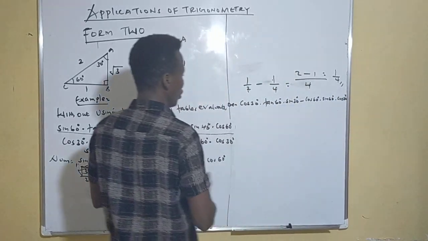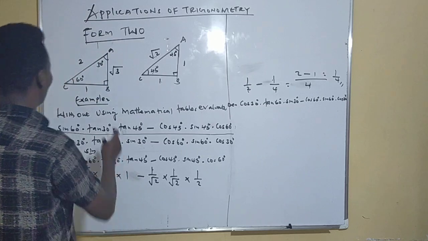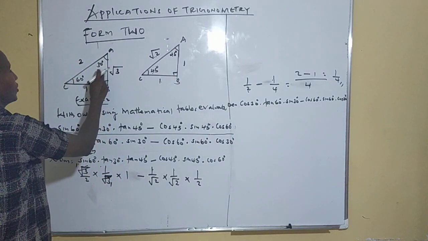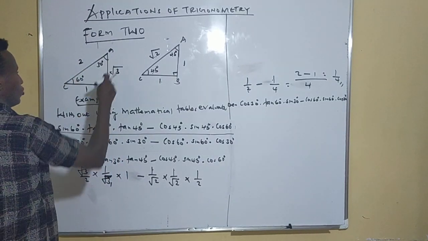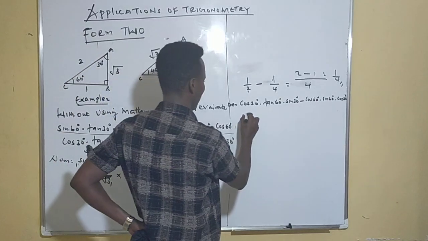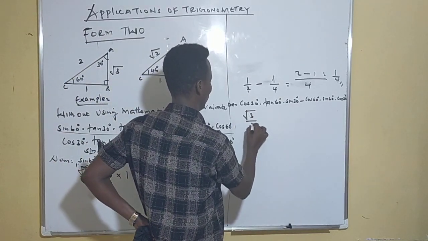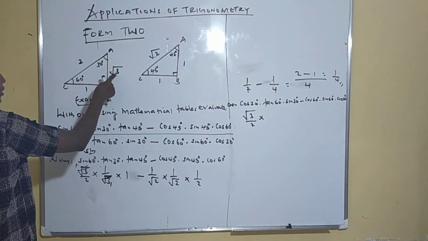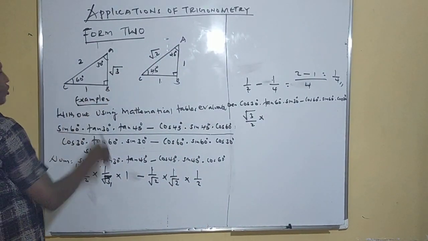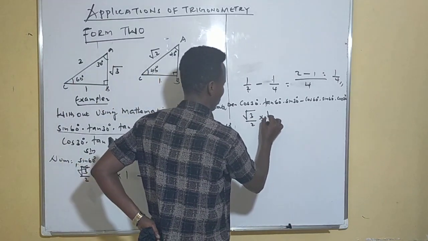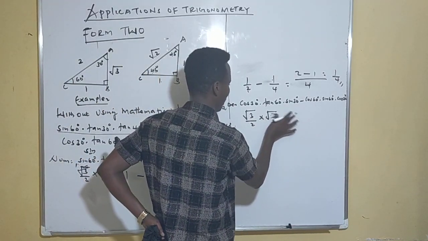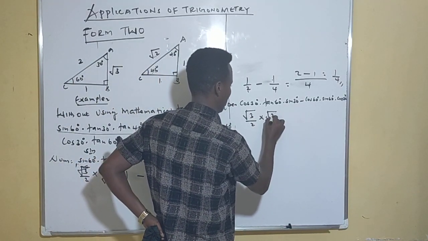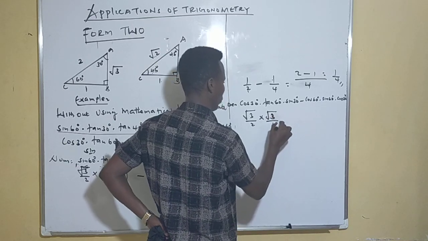Okay, you have the values. So get for me cos 30. Come to this point. Cos means what? Adjacent over hypotenuse. That's adjacent is root 3 over the hypotenuse. So it should be root 3 out of 2 times tan 60. Tan 60 is what? Opposite over adjacent. Root 3 out of 1, which is root 3. But you can write root 3 out of 1. There's no problem with that.